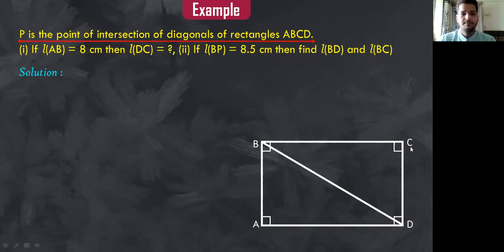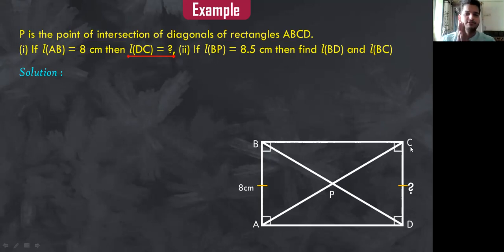The length of AB is 8 centimeters, the length of DC is unknown, the length of BP is 8.5 and the length of BD is unknown. Now P is the point of intersection of the diagonals of rectangle ABCD. So let diagonal BD and diagonal AC intersect at the point P. The length of AB is 8 centimeters. The length of DC we don't know, so we'll take a question mark for that. The length of BP is 8.5 and BD we have to find out.